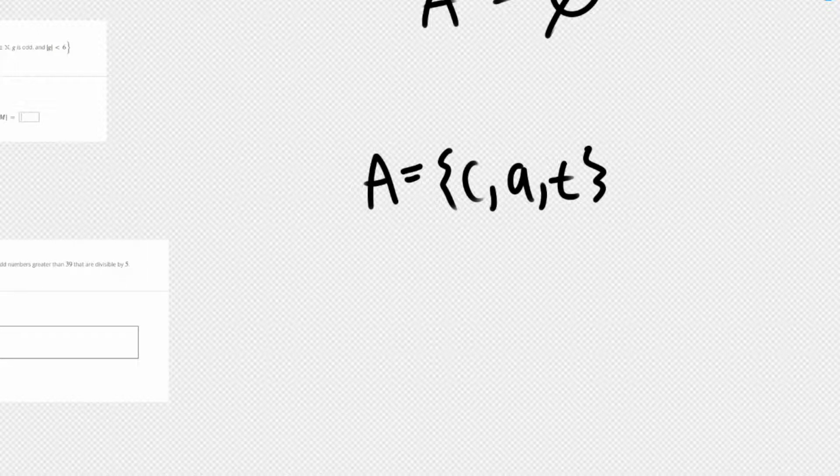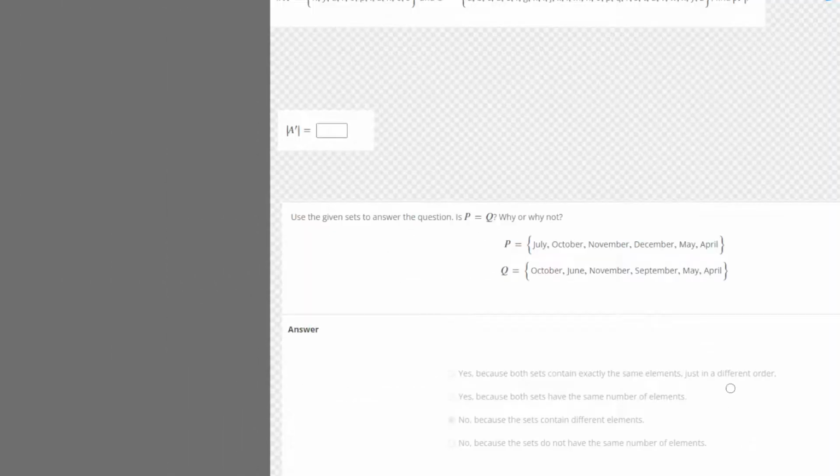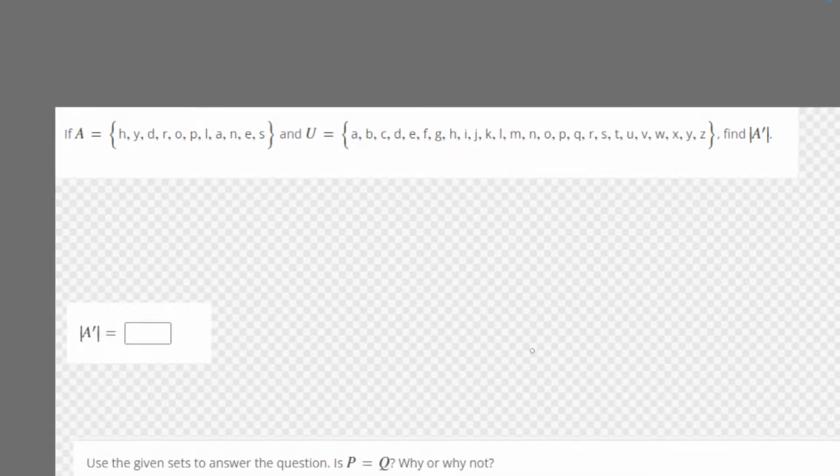So for an example, we have example problems, so we'll just hop into the examples now. Sorry, I was thinking. This one is asking for A prime, which is asking for the cardinal number since it has these brackets here. But we'll do it as if it was asking for both the cardinal number and the roster.